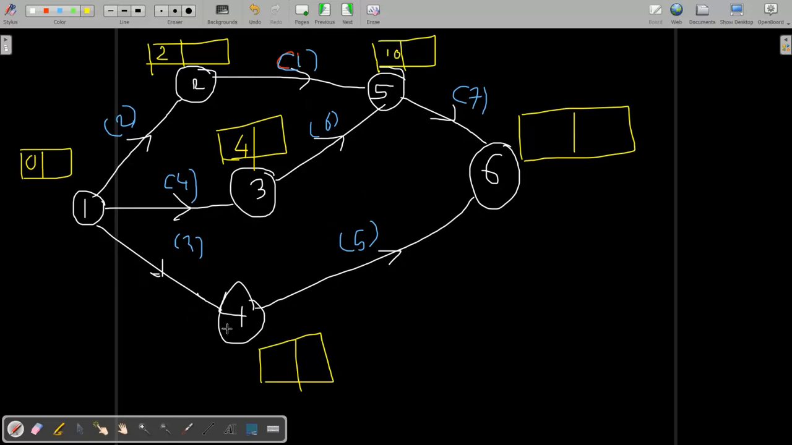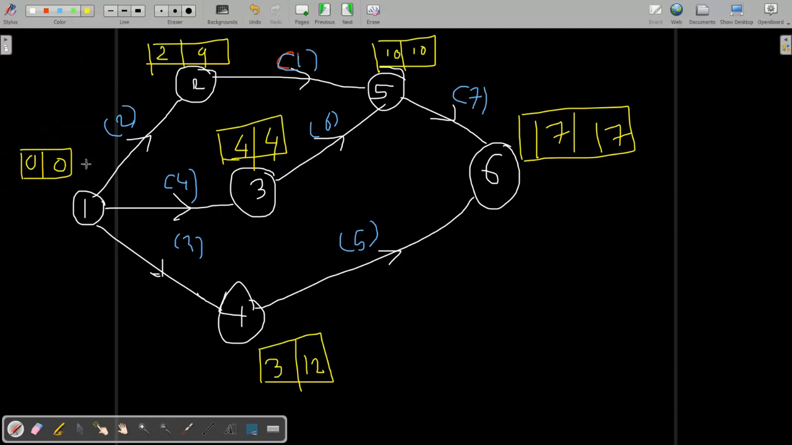Again, for 1 to 4 there is only one way, so it takes 3 weeks. 3 plus 5 is 8 weeks, and 10 plus 7 is 17 weeks. So the maximum is 17. Now this is the final point, so write down the value here and subtract the activity time to get the starting times. How I write this I explained in the first example.